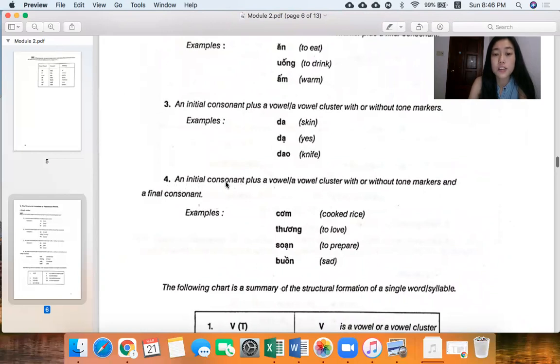Four, an initial consonant plus a vowel or a vowel cluster with or without tone markers and a final consonant. Examples: cơm. This word is formed by an initial consonant g plus a vowel ơ without tone marker and a final consonant m. Thương. This word is formed by an initial consonant th plus a vowel cluster ưa without tone marker and a final consonant ng.